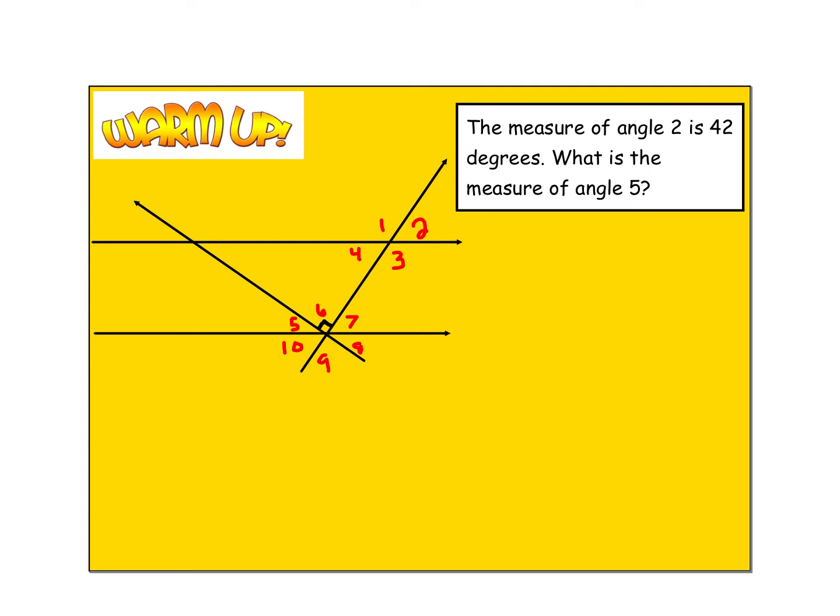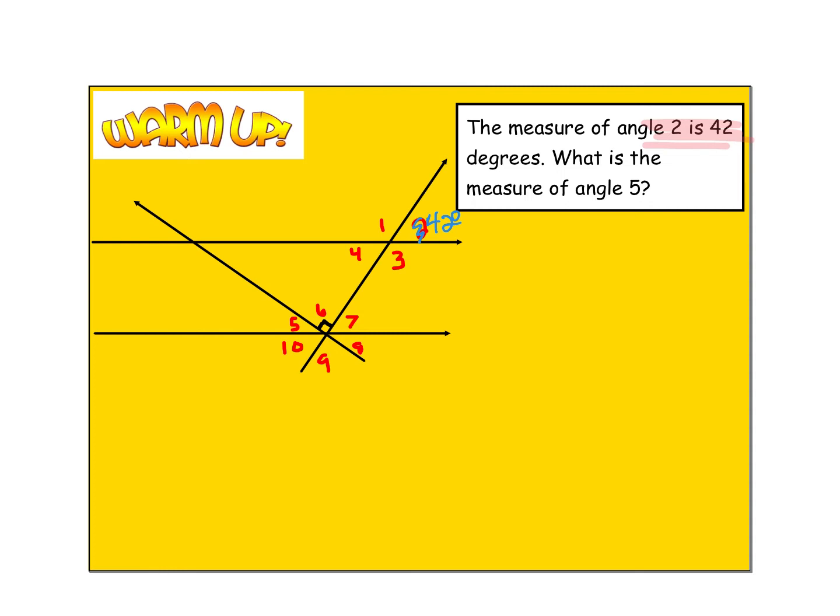All right, just as a quick warm-up to review what we've been doing in class the past few days, could you find basically all of these other angles in this picture if I just give you one of them? So it says the measure of angle 2 is 42 degrees. So if I go ahead and write 42 degrees here, can you find a lot of the other angles? Which angles can you find? I want you to pause the video and just think about some that you can find.